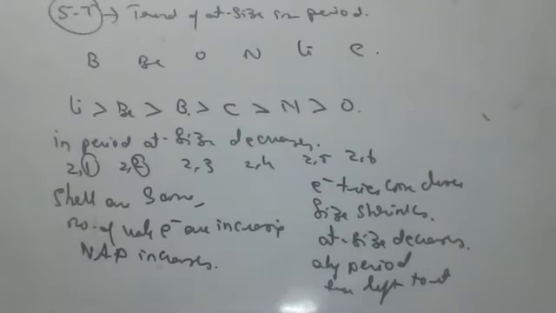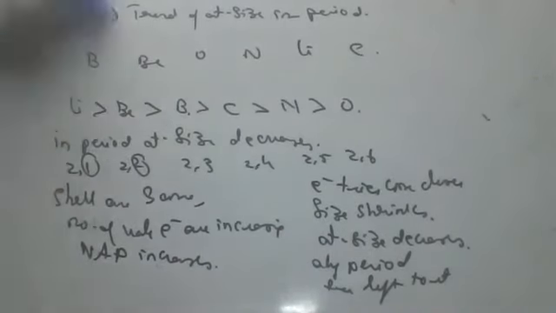Next one, children. 5.8 activity. Go to 5.8 activity. Please write down 5.8 activity. Children, all those things we'll discuss in the next class. In the next class I will discuss the remaining activities.